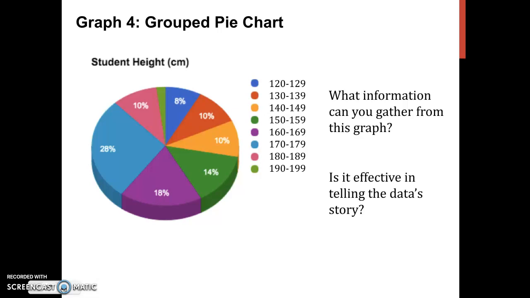Another graph that you guys have made in the past is called a pie chart. This one groups data together similar to the bar graph, but it's just shown in a different way. This is a wonderful graph to use if you're wanting to show groups of individuals or organisms. In this case, it very easily shows where the majority of the students fall in terms of their height. 28% of them, in this case that's the majority, fall between 170 centimeters in height and 179. The next biggest chunk would be right beneath that at 160 to 169.